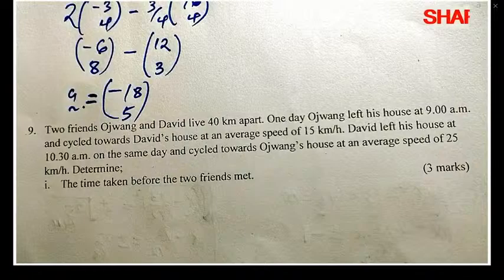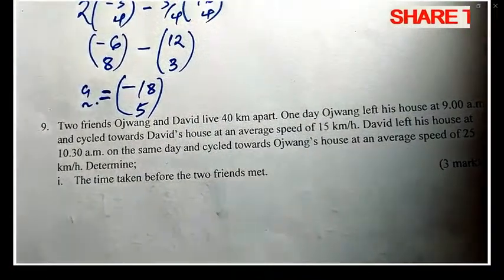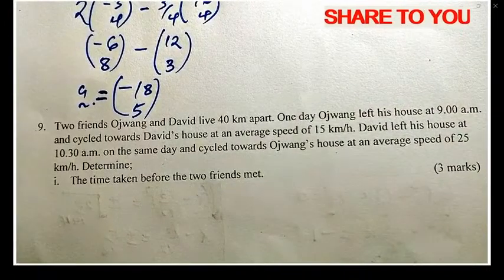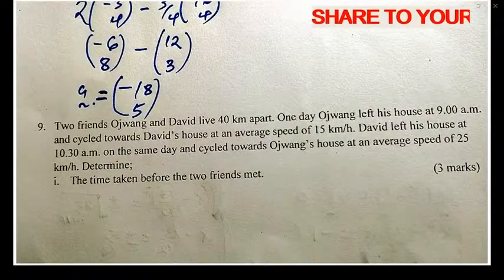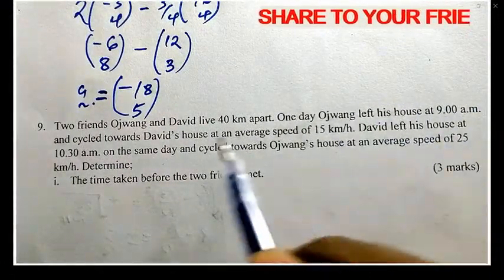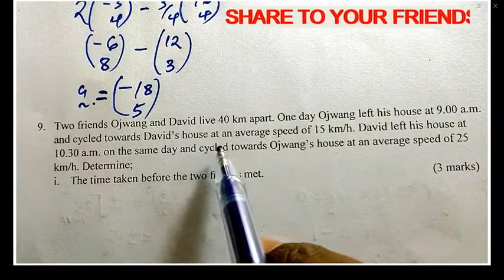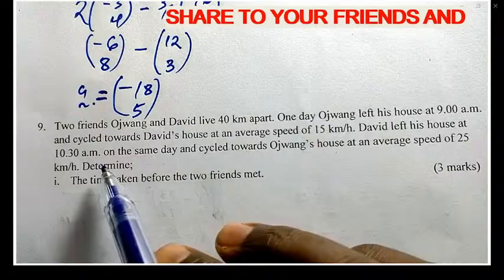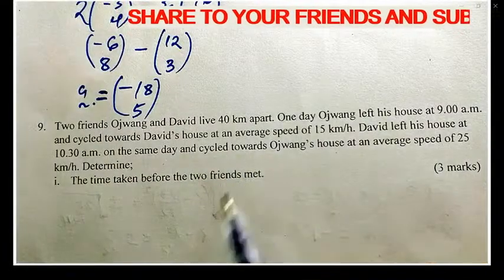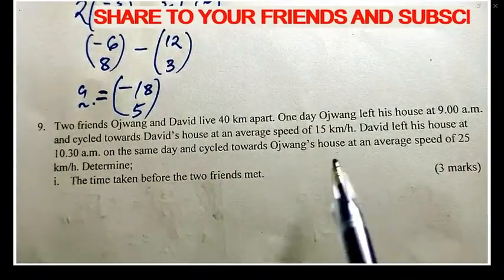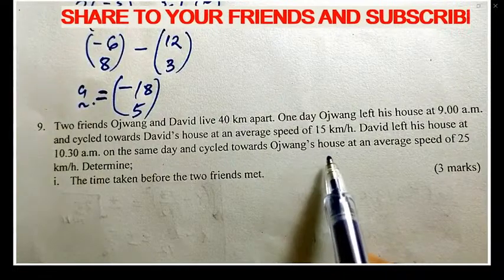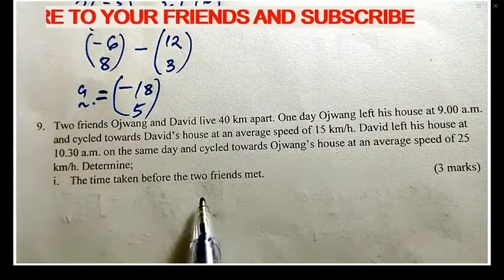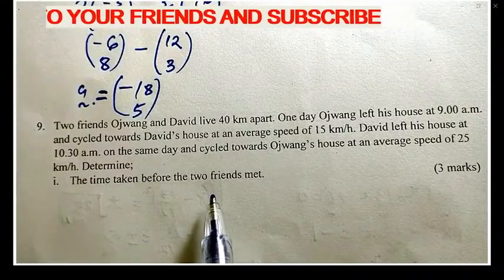Two friends, Ojuang and David, live 40 kilometers apart. One day, Ojuang left his home at 9 a.m. and cycled towards David's house at an average speed of this. David left his house at 10 a.m. on the same day and cycled towards Ojuang's house at an average speed of 25. Determine the time taken for the two friends to meet.